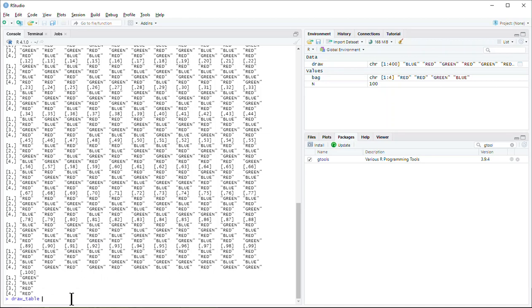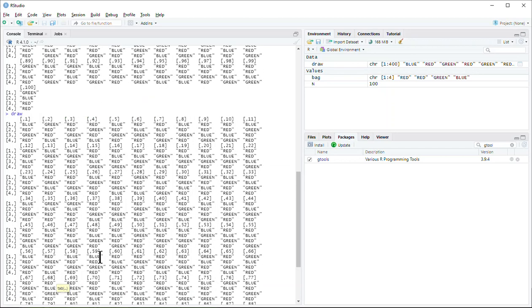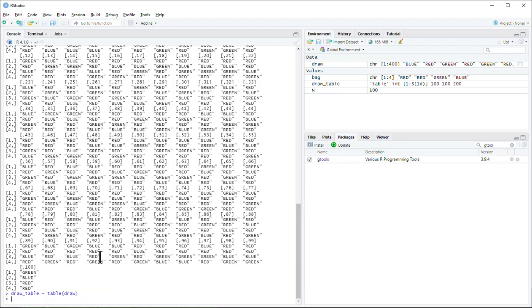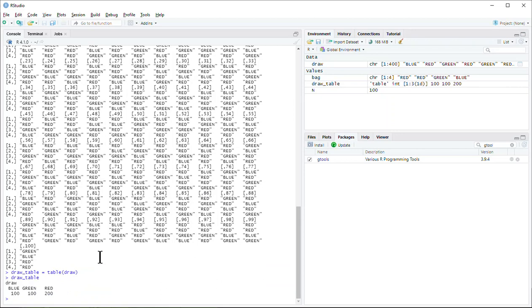I call it draw table. That's equal to the table command, and I put in my results from before the draw. So when I do that, now I've made this thing into a much, much cleaner result.